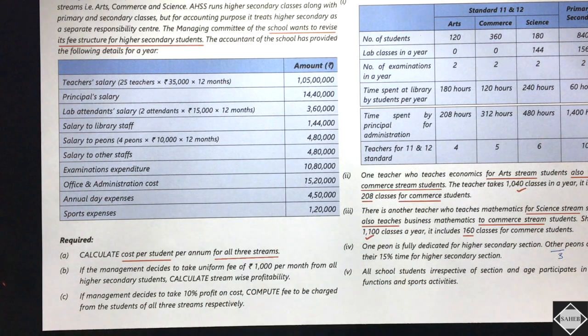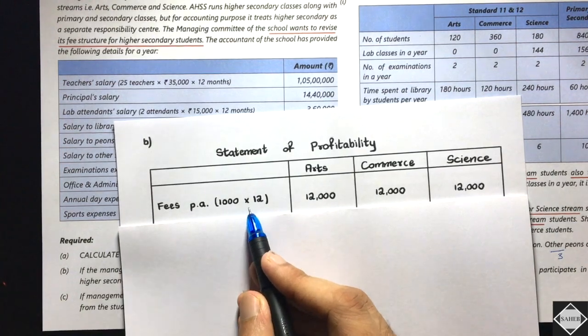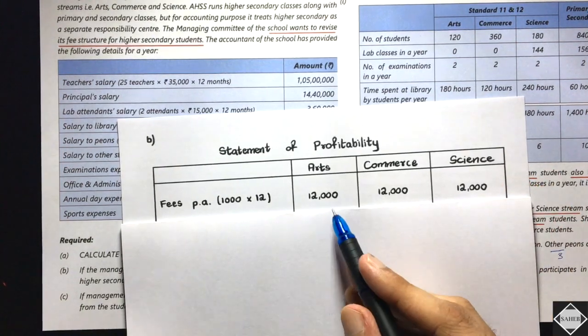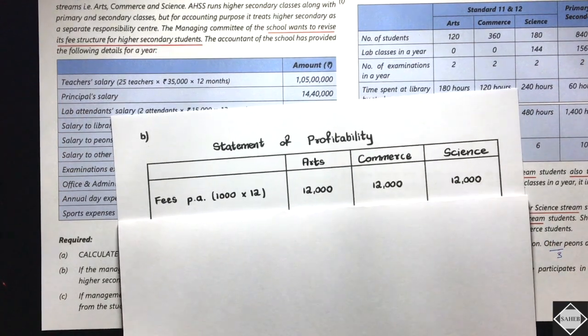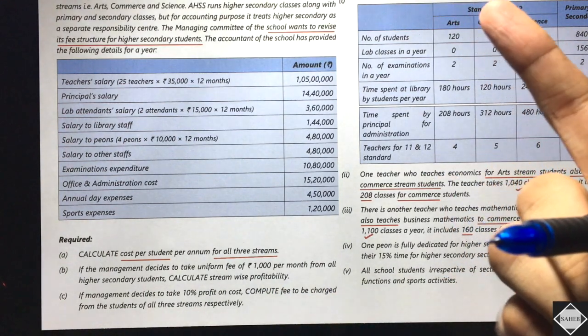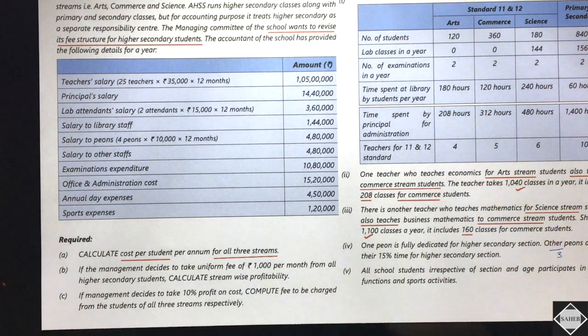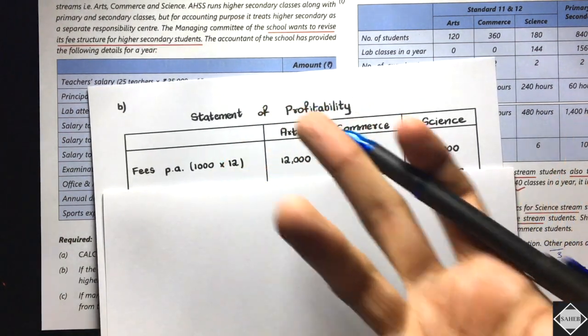So fees per annum, if we do 1,000 into 12, that's 12,000, right? 12,000 for arts, 12,000 for commerce, 12,000 for science. That's what they are saying. If management decides to take a uniform fee, the same fee for everyone, 1,000 per month, that means 12,000 per year. Calculate stream-wise profitability. How will you calculate? You have the sales figure, fee means sales.